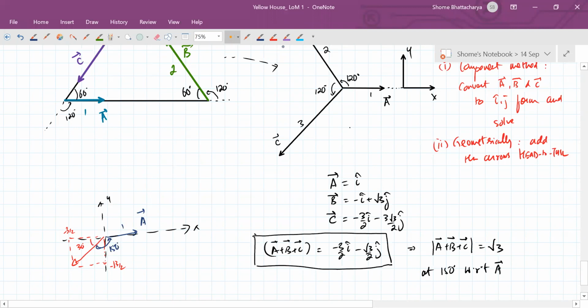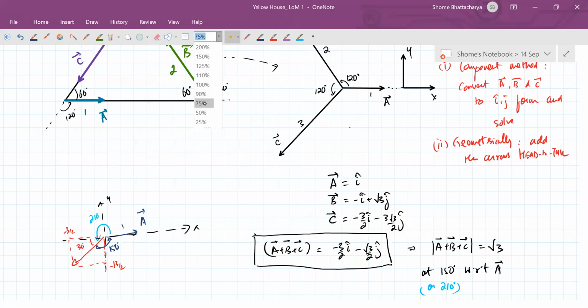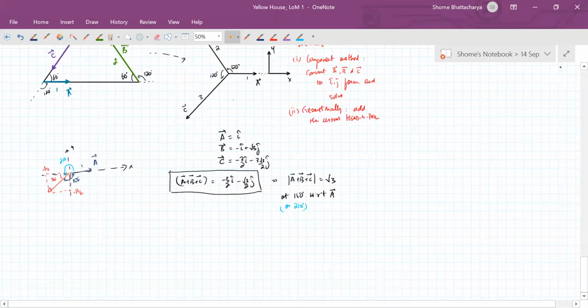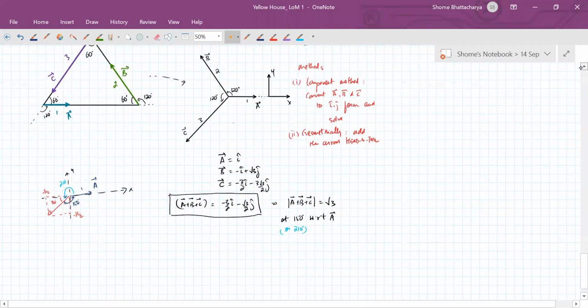Or you can also express the angle like this. You can also express it like this, in which case we'll write it as 210 degrees. So this is the component algebra way of solving the question. Now there is also an interesting geometrical solution to this. We'll come to that also.